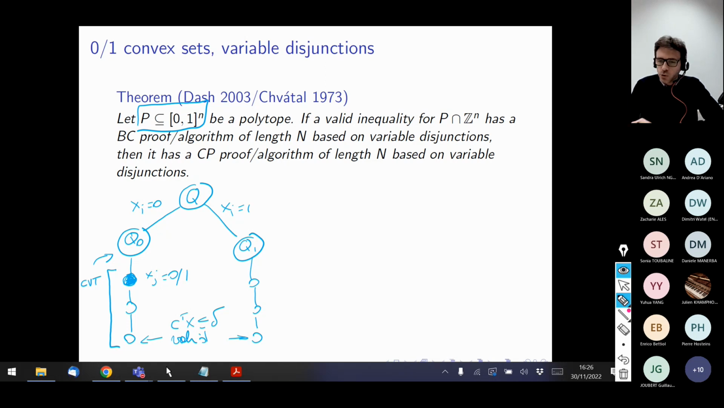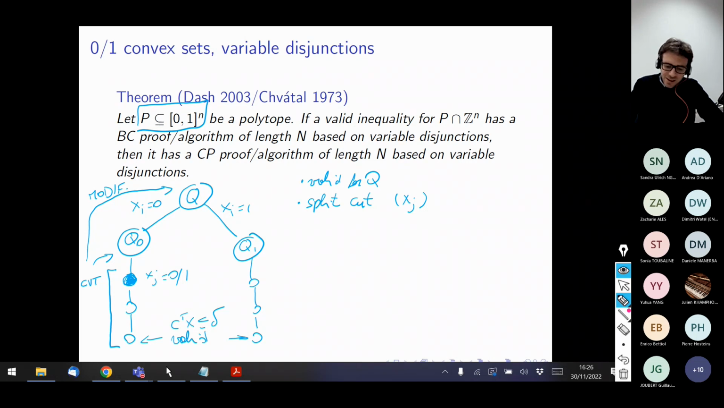But it turns out that by doing some rotation of this inequality, you really rotate geometrically the inequality, you can modify this cut. So you do a little bit of modification and you get an inequality which is valid for Q with the following property. First it will be valid for Q, but it will still be a split cut coming from the disjunction on xj. So it's still a split cut, and the effect on Q0 is the same as before. So this rotation is such that you don't change what happens on the hyperplane xi equal to 0. So the effect on Q0 is the same as before.